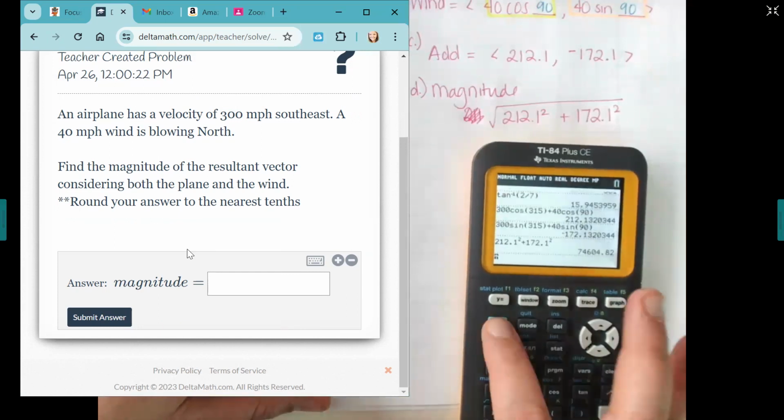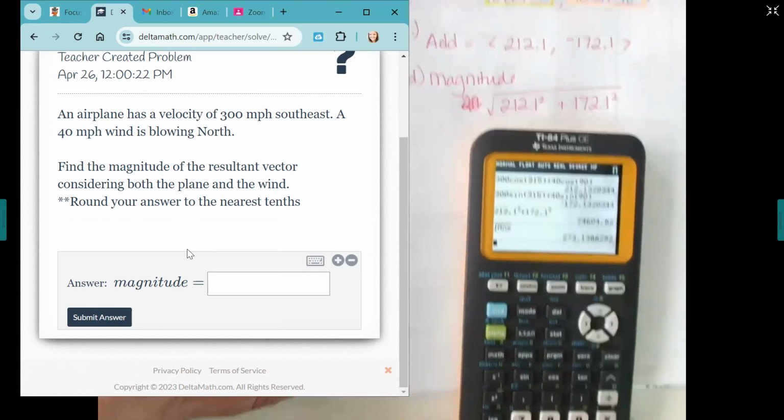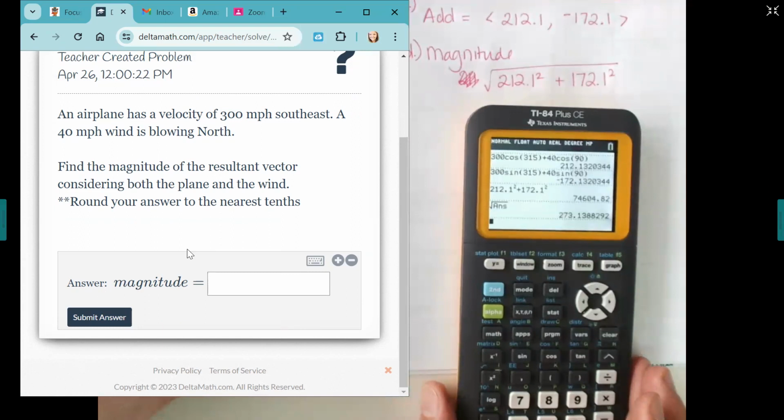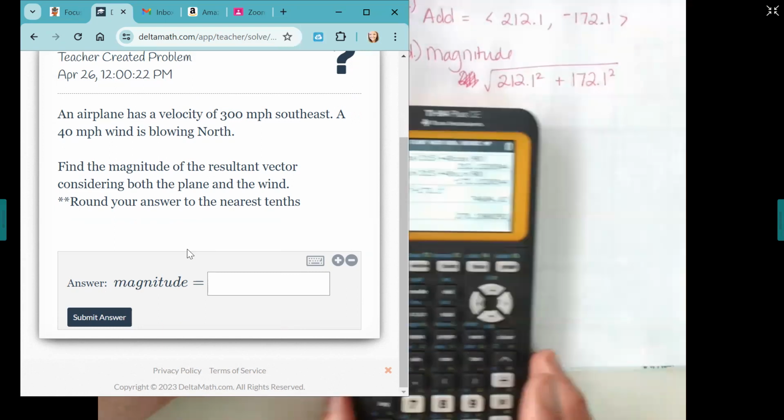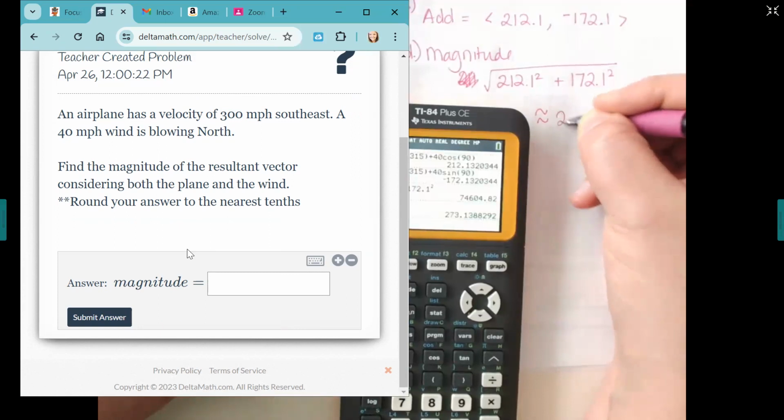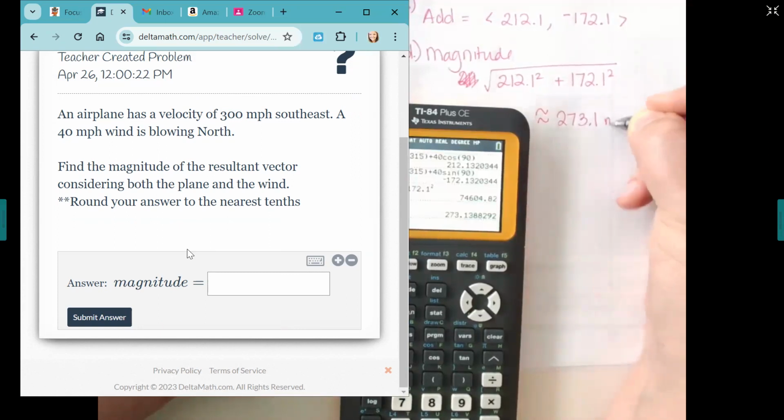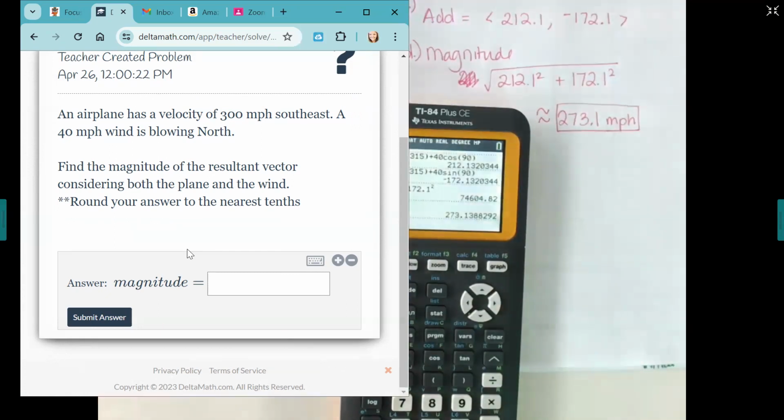We're gonna do the actual value for this one. So I got root 74,604, which came out to about 273.1. And remember that that would be representative of how fast the plane is going with the wind against it. So even though the engine's trying to get it to go 300 with the wind, it's only gonna go 273. So type that answer in, 273.1.